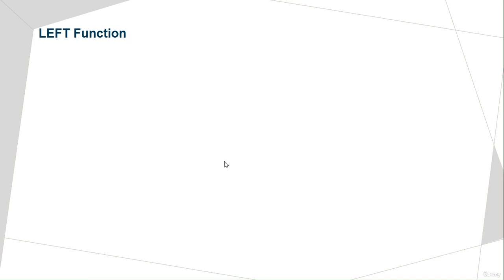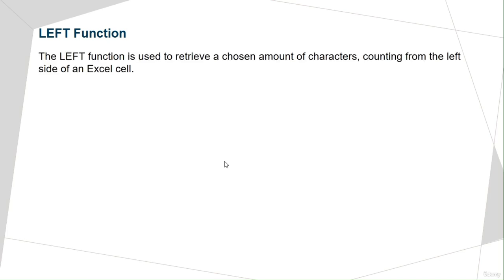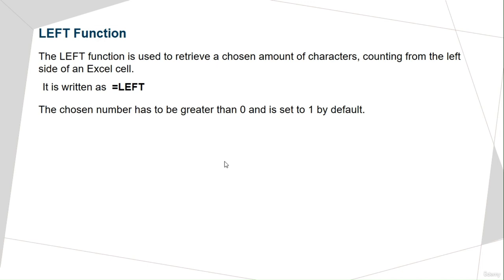The next function we're looking at is the left function. The left function is used to retrieve a chosen amount of characters counting from the left side of an Excel cell. It is written as equal to left. The chosen number has to be greater than 0 and is set to be 1 by default.